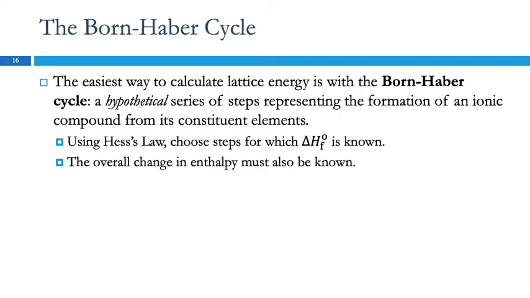The easiest way to calculate the lattice energy is with what's called a Born-Haber cycle. This is a hypothetical set of steps representing the formation of an ionic compound from its constituent elements. And this is going to take advantage of Hess's law. So we're going to choose steps where we know the heat of formation for those things. We also need to know the overall change in enthalpy for the formation of that substance.